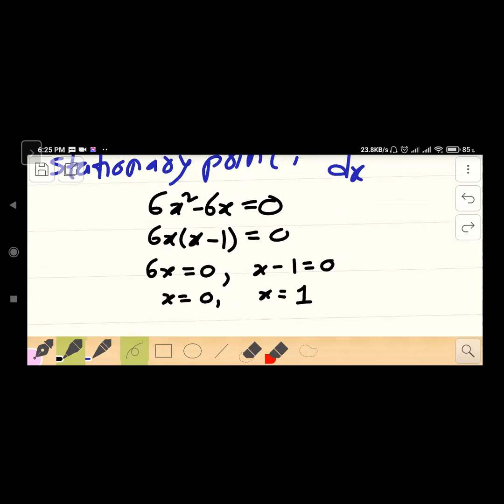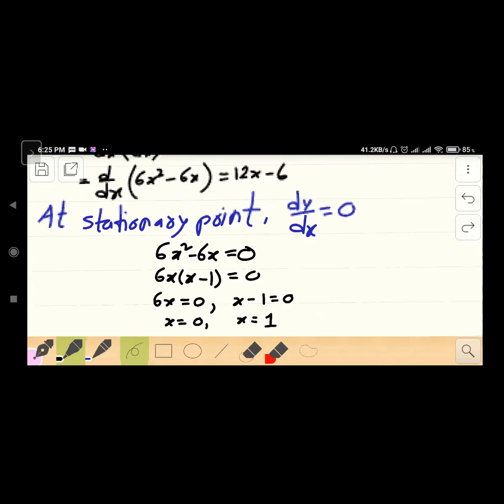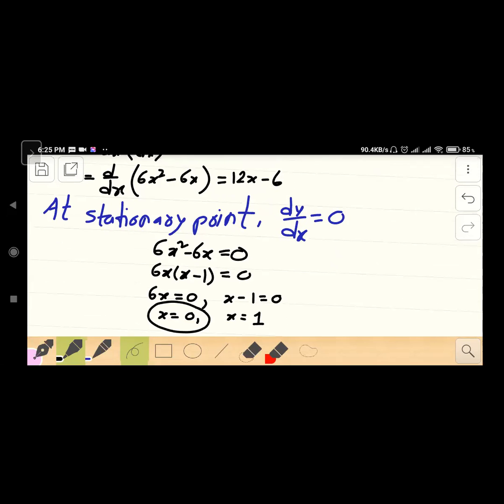Okay, now let's first use x equal to 0. And we have to put this value inside the double differentiation. Okay, just wait.